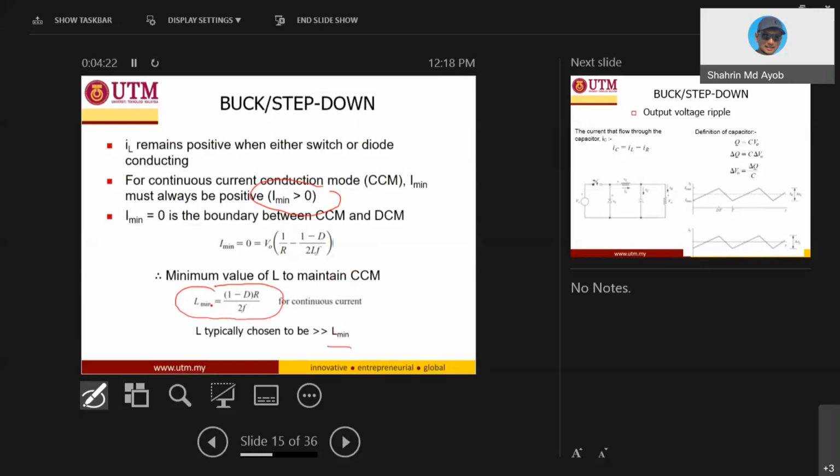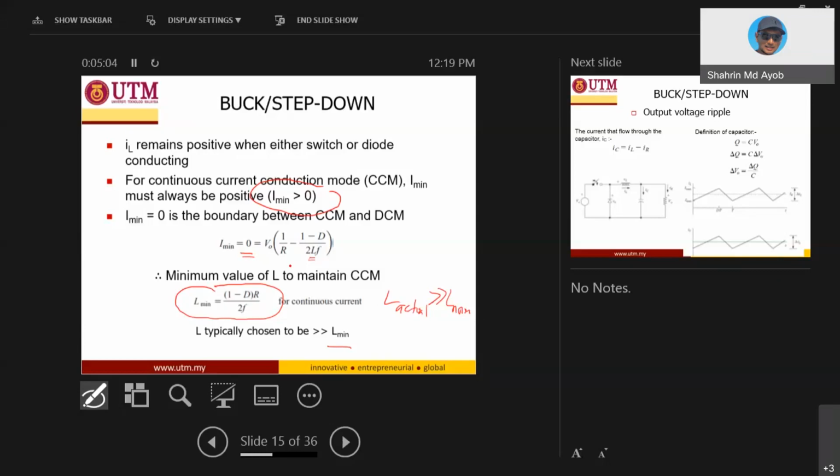Because this value will give you the L minimum, which is when the minimum current value, I min, is zero. When you set I min equal to zero, you will determine this inductor, which gives you the value of L minimum. To ensure CCM, your actual L must always be larger than your L minimum. You need to make sure of that.